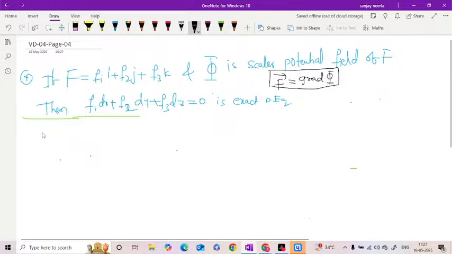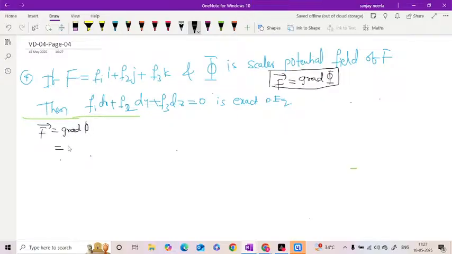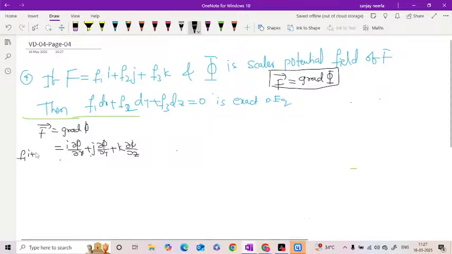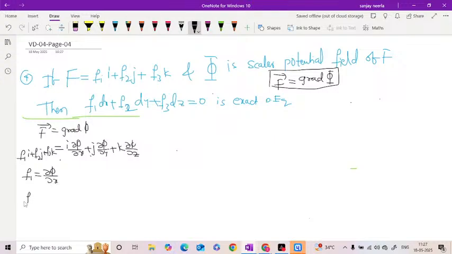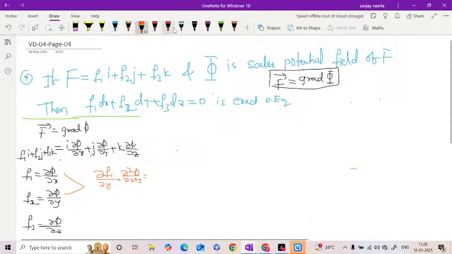Now we will check. What is the statement here? Given pi is the scalar potential field of f, that means f is equal to gradient of pi. That means i dou pi by dou x plus j dou pi by dou y plus k dou pi by dou z, and this f is f1 i plus f2 j plus f3 k. After comparison we get f1 is equal to dou pi by dou x, f2 is equal to dou pi by dou y, and f3 is equal to dou pi by dou z. Now I am taking the first and second one. After differentiating with respect to y, we get dou square pi by dou x dou y. After differentiating with respect to x, this one is dou f2 by dou x. So it is equal.